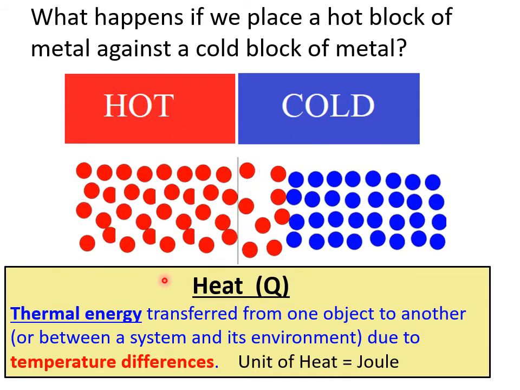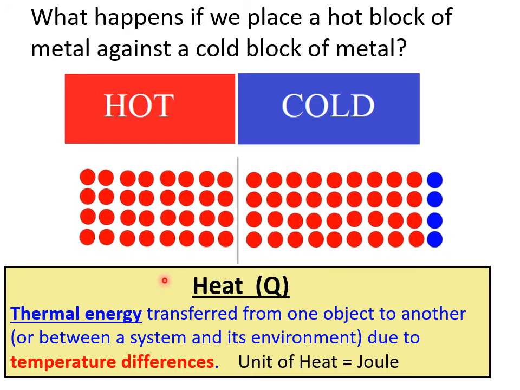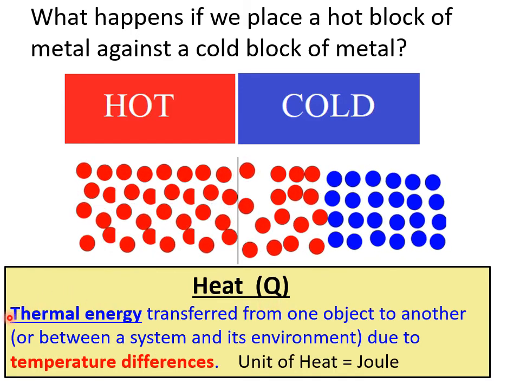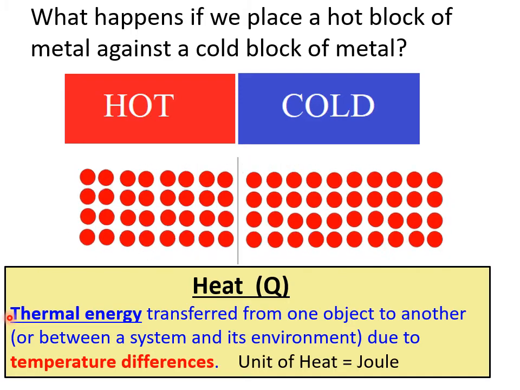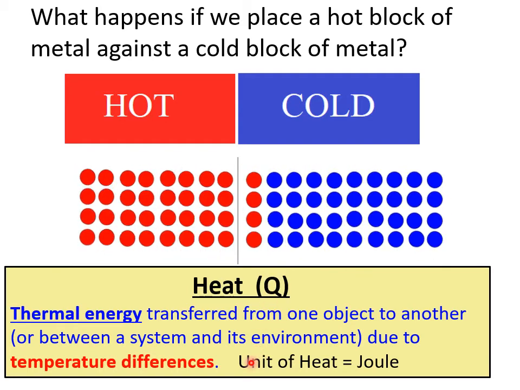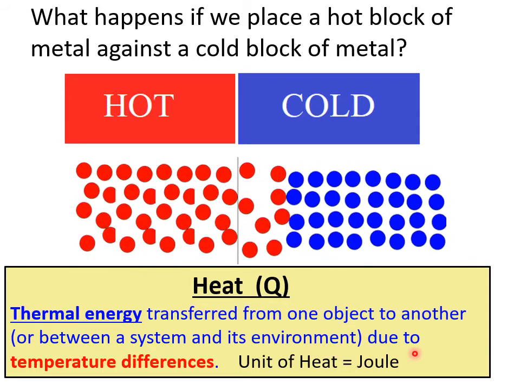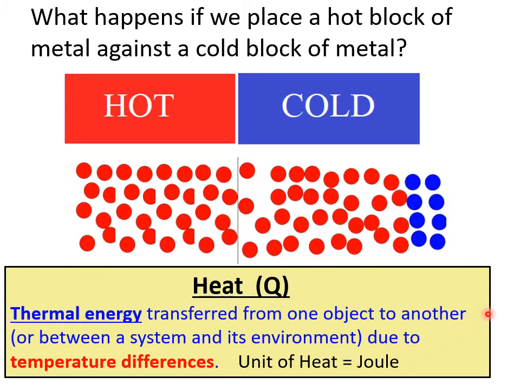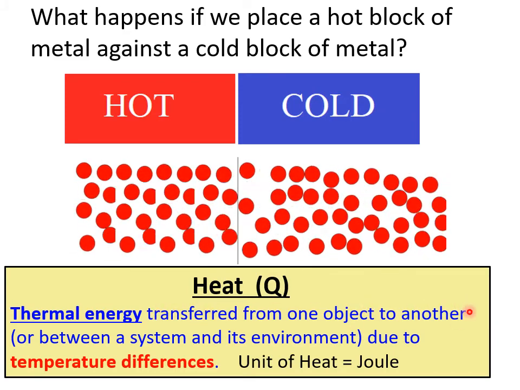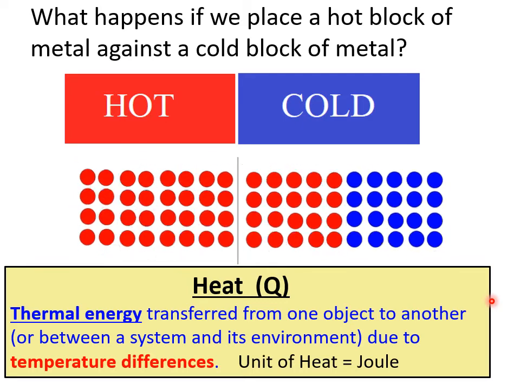So this leads us to the concept of what physicists call heat. And heat is given the abbreviation Q. Heat is thermal energy that's transferred from one object to another or between a system and its environment due to temperature differences. And the unit of heat is a joule because heat, remember, is thermal energy that's being transferred. So in this part of the lecture, we'll be dealing with the effects of transferring thermal energy into a system or removing it from a system. And again, this is called heat.